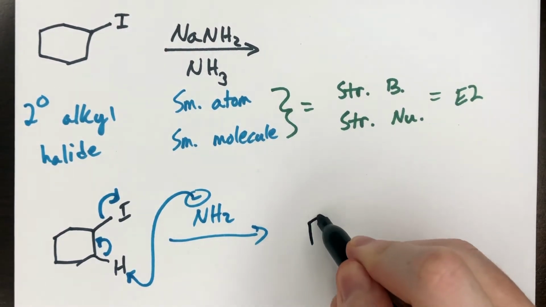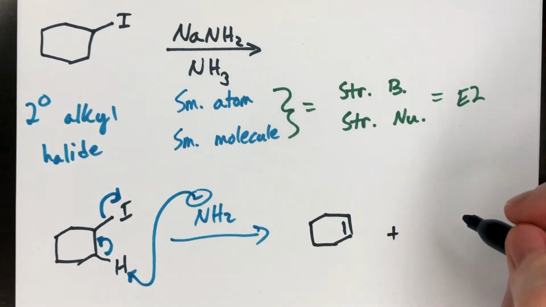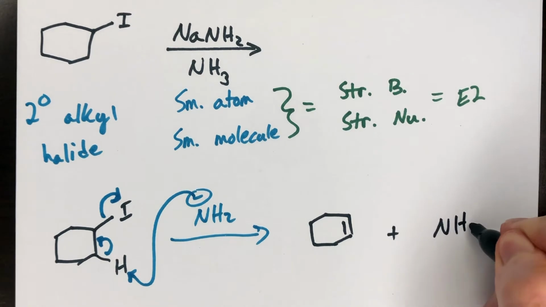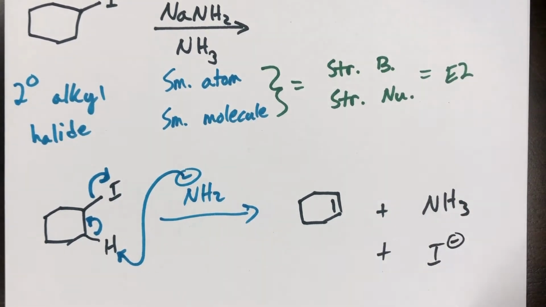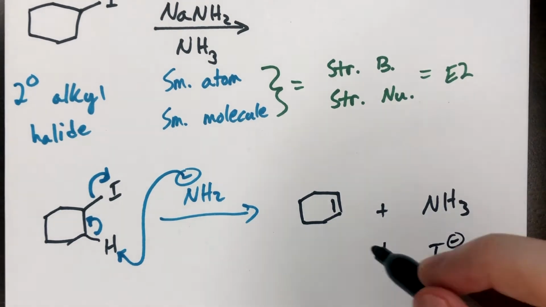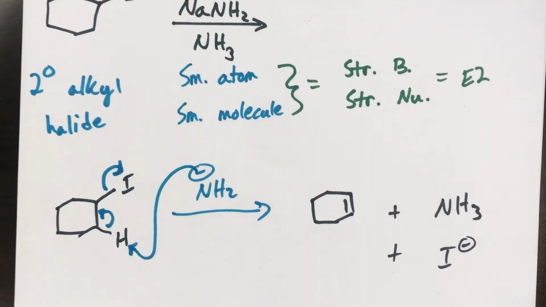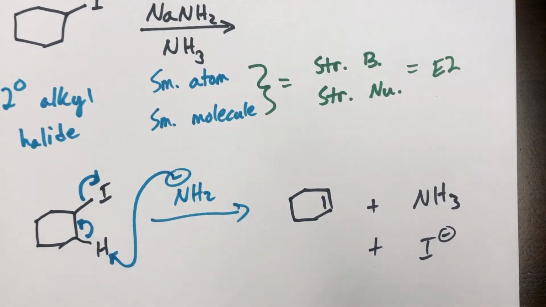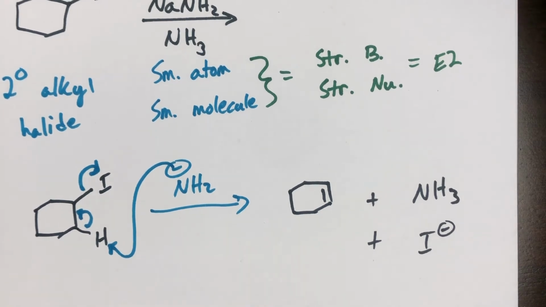And what we get is this cyclohexene. And then ammonia is a byproduct and the I minus, right? And since there was sodium floating around, there's sodium floating around here as well, but I didn't draw it there, so just to be consistent, I'll leave it off here. But this would usually crash out as sodium iodide salt.